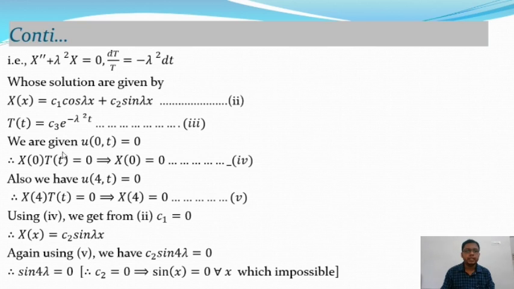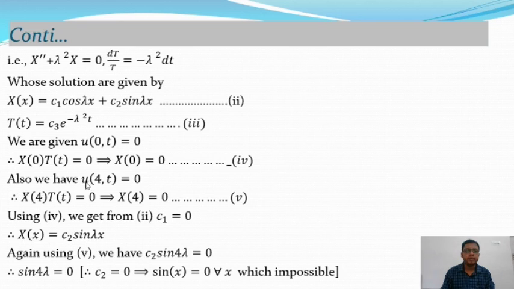So we are given u(0, t) = 0. This is the boundary condition of the given problem. So u(0, t) = 0, and from the given equation we will get X(0) times T(t) = 0. This implies X(0) = 0, and this is equation number 4.